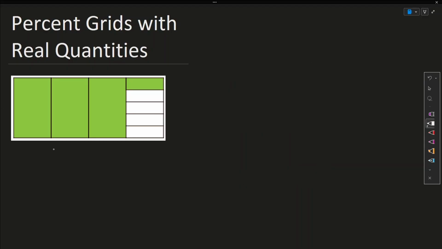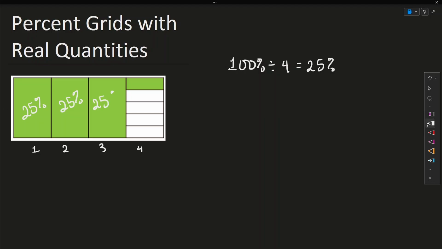Next, we have this strip here. This one's actually broken into 4 equal pieces. So 100% divided by 4 gives us 25%. That tells me that each of these will be a total of 25%. This last piece, this last 25% section, is divided into 5 equal pieces. So 25 divided by 5 gives us 5%. So each of these sections will be 5%.